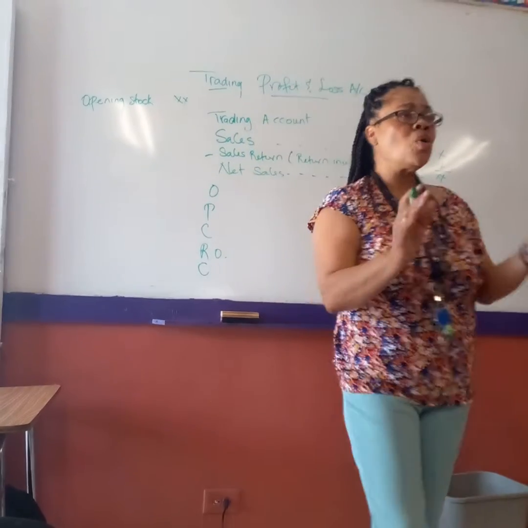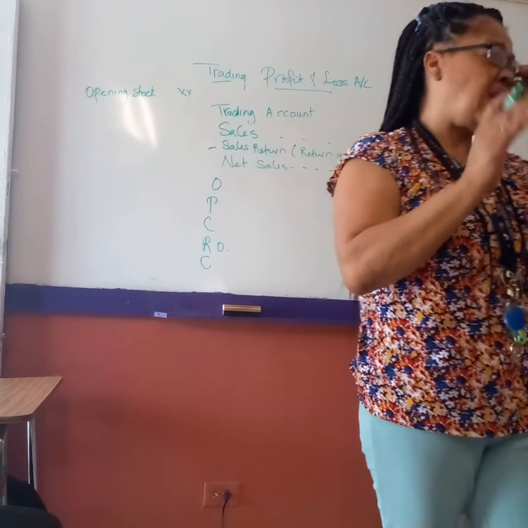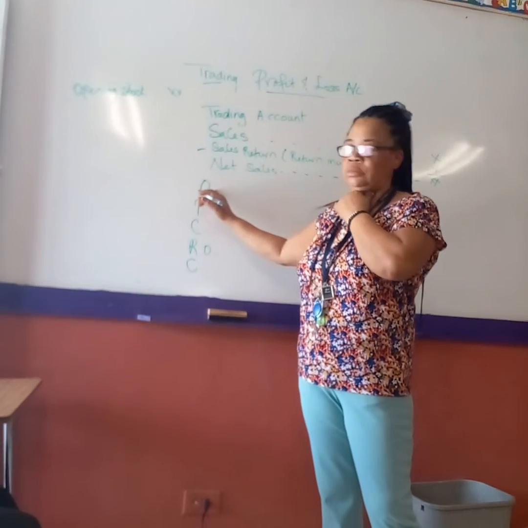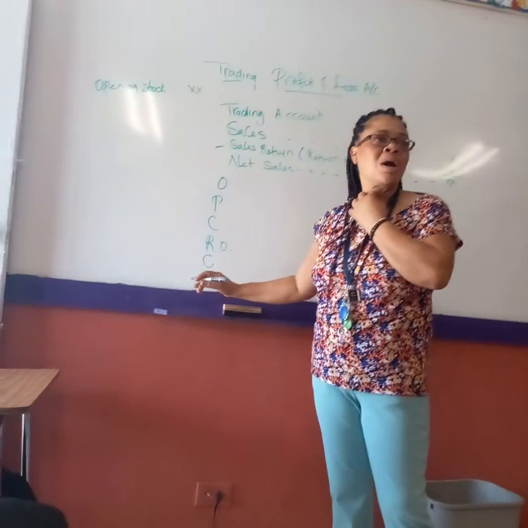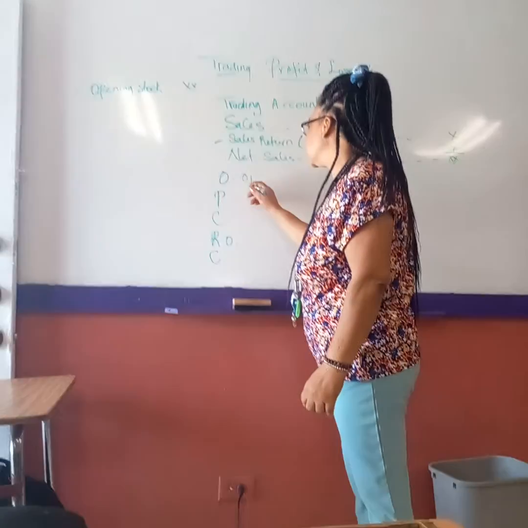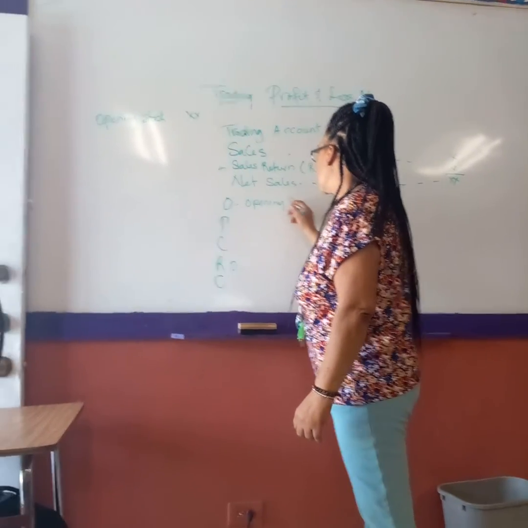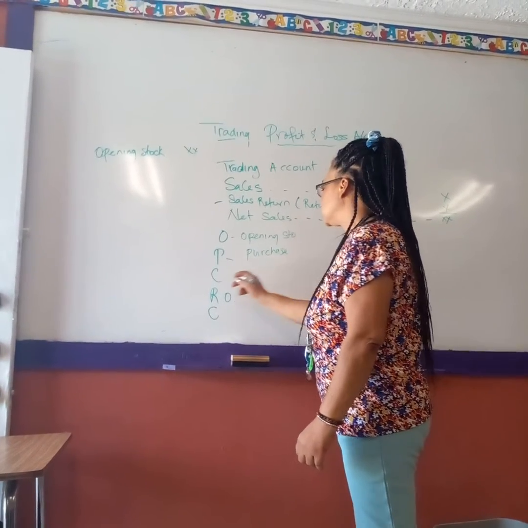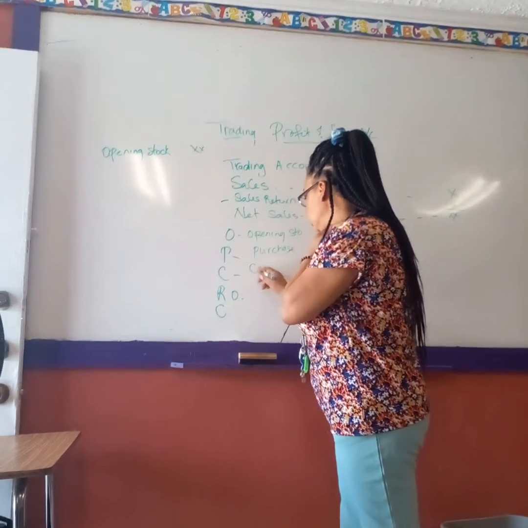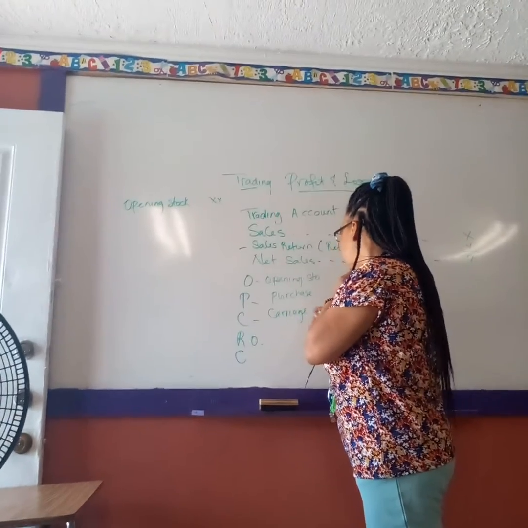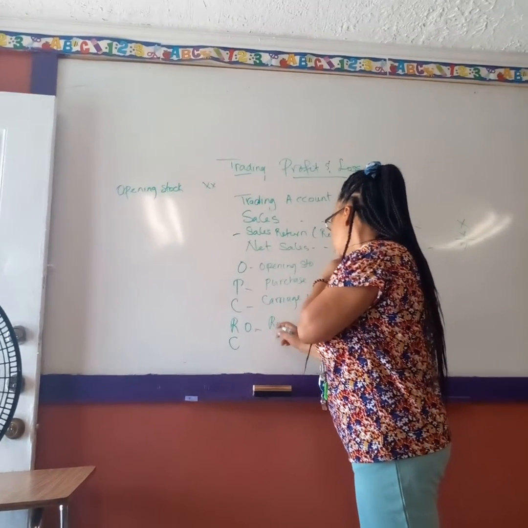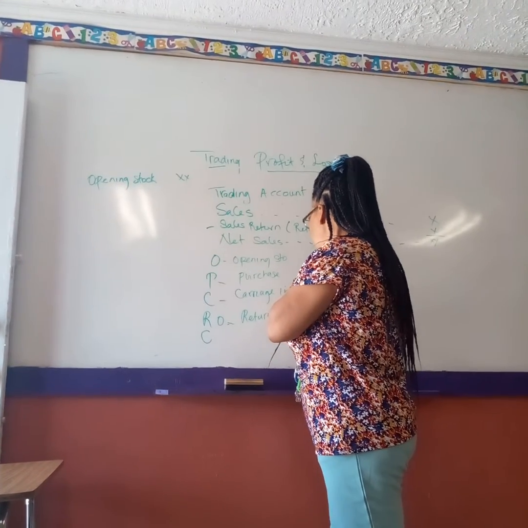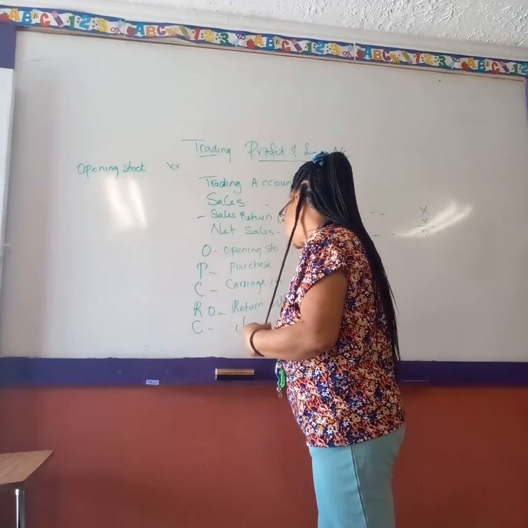Now you could put your own acronym to it. You could find anything that you can use to remember. The letters are what we're going for. O, P, C, R, O, and C. O is for opening stock. P is for purchases. C is for carriage in. RO is for return outwards. And the final C is for closing stock.